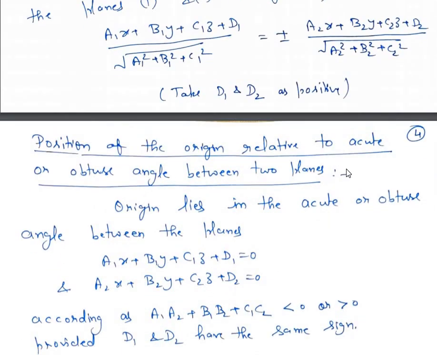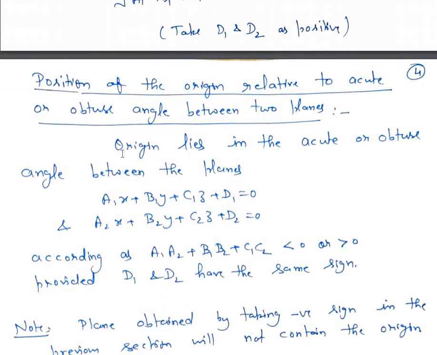Now, position of the origin related to acute or obtuse angle between two planes. Just remember this result. The origin lies in the acute or obtuse angle between the planes a1x plus b1y plus c1z plus d1 is equal to 0 and a2x plus b2y plus c2z plus d2 is equal to 0 according as a1a2 plus b1b2 plus c1c2 is negative or positive, provided d1 and d2 have the same sign.